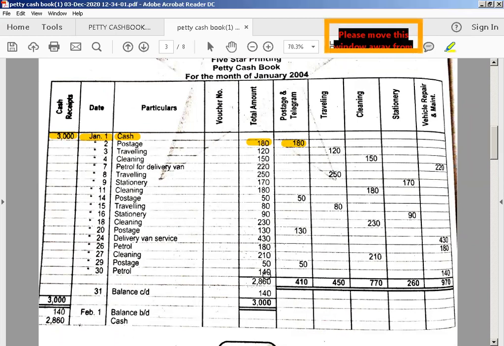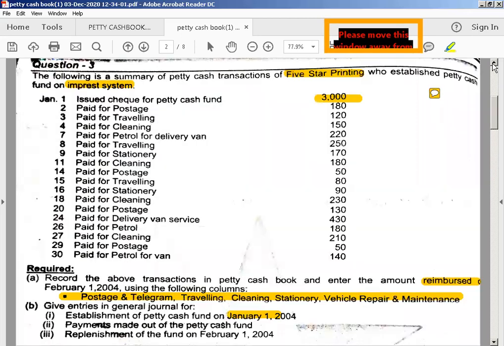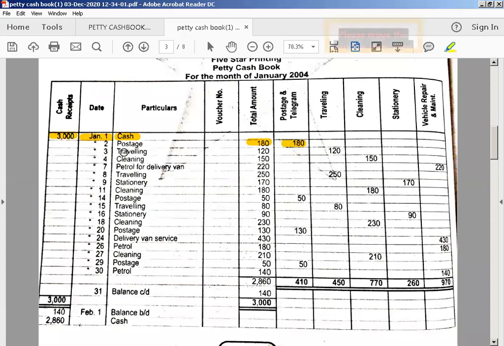The total column will give you the figure of all the expenses which you have done, all the cash you have spent on your different expenses. So in number three, paid for traveling, that is 120. So we have paid for the traveling amount, 120. Now we have to go through the next transaction. This is your traveling, we have paid in particulars for the traveling, and then the amount paid is 120, and then we are writing it in the traveling column.